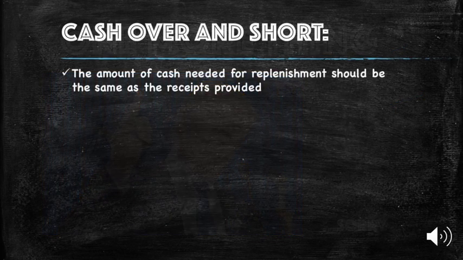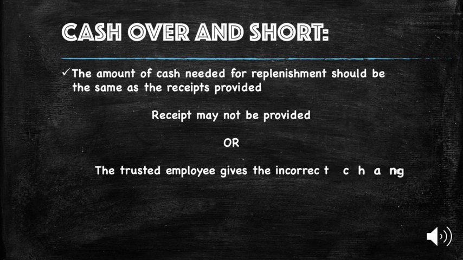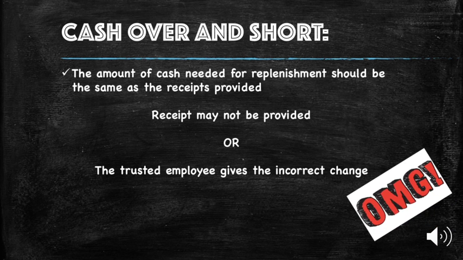One more thing to add. With cash over and short, we already know the amount of cash needed for replenishment should be the same as the receipts provided. However, this doesn't always happen. Either the receipt may not be provided, or the trusted employee gives the incorrect change. Dun dun dun! This is a discrepancy.